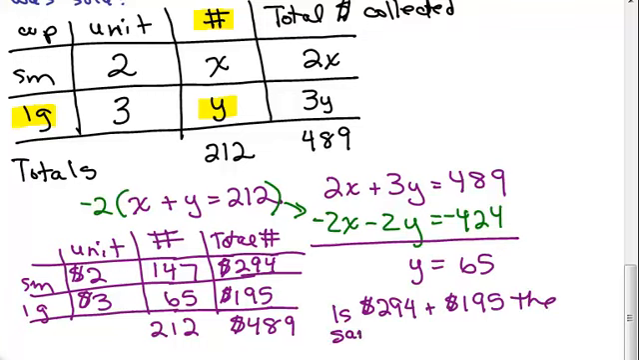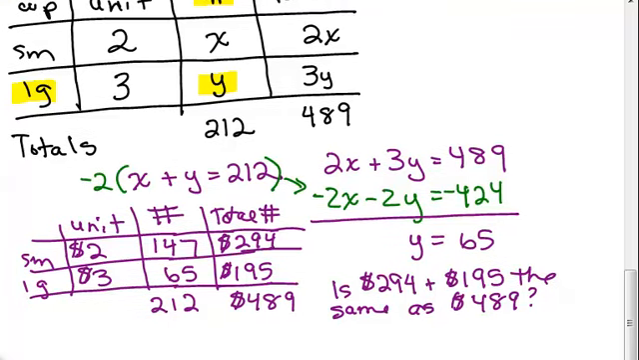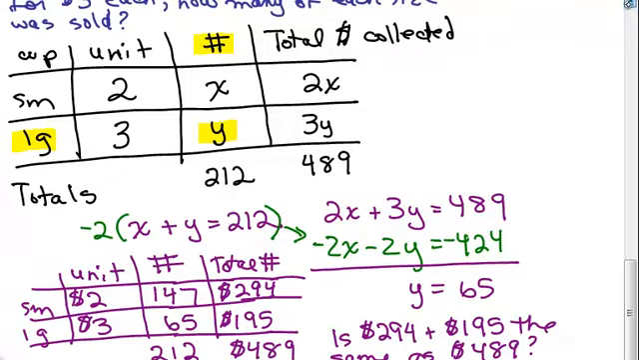the same as 489. And you could do that arithmetic in your head. 294 plus 195 does equal $489. And I say I have 212 cups of coffee sold, so it looks like I do have the right answer here. So we go back up here a little.